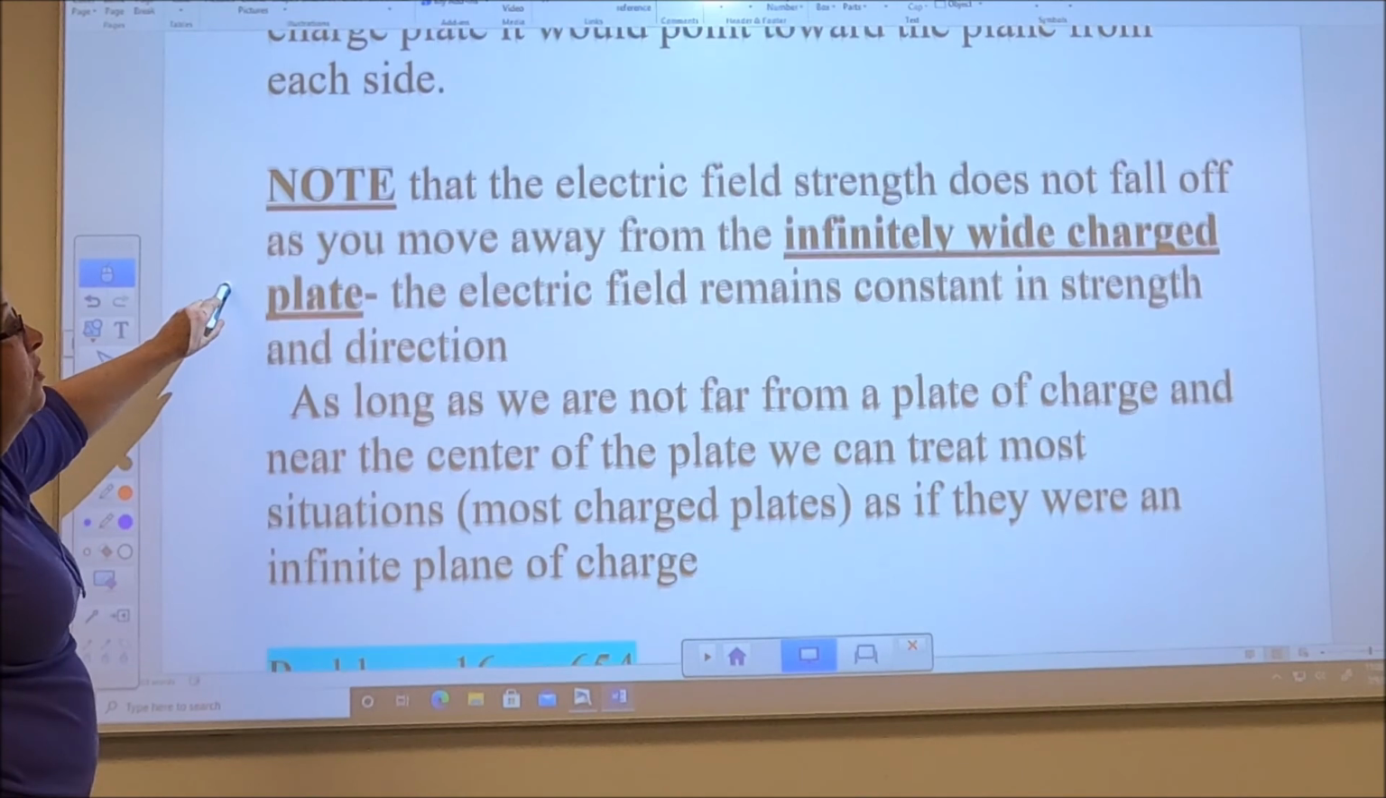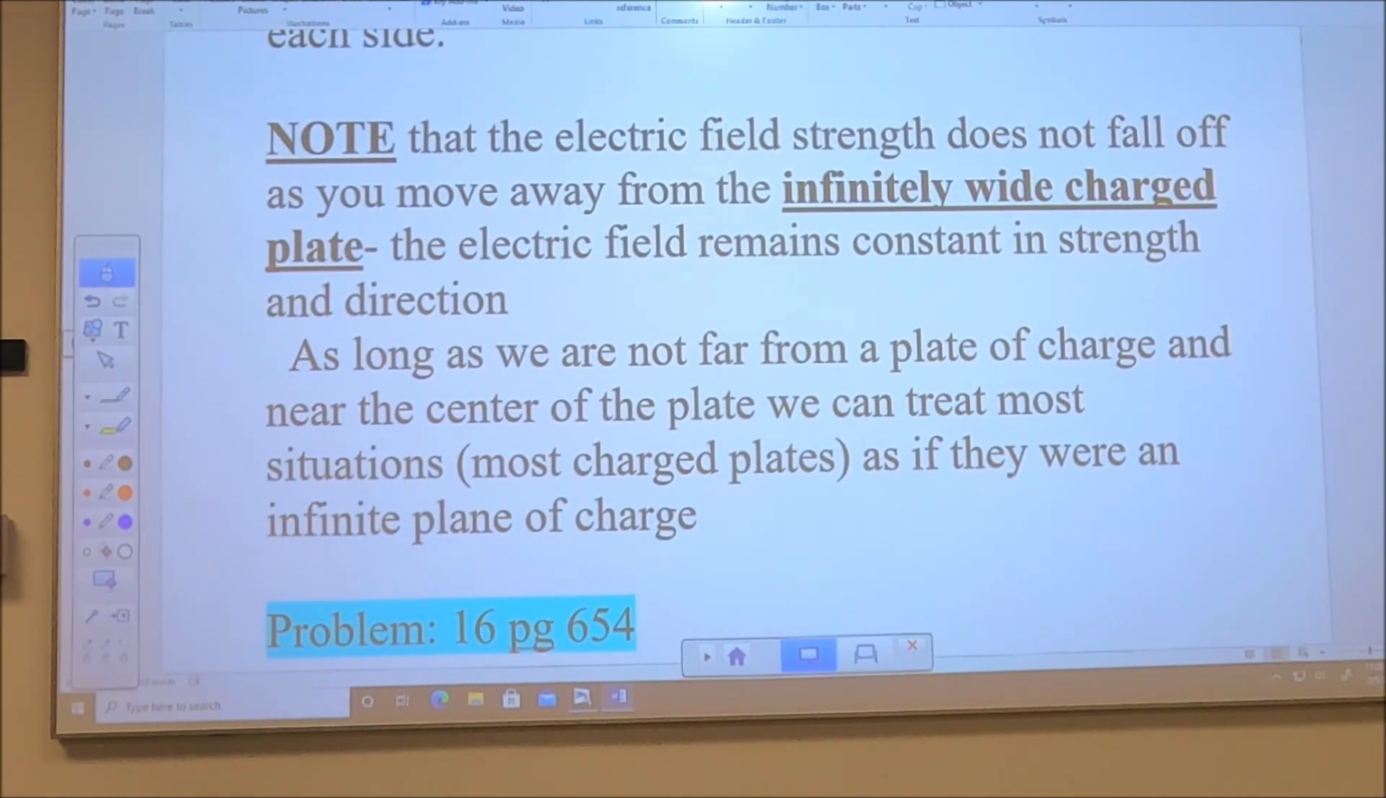Note the electric field strength for an infinite plane of charge does not drop off as you move outward from the plate. It remains constant, and the direction remains constant. And as long as we're not far away from a plate of charge and we're near the center of the plate, we can treat almost any plate of charge as if it were an infinite plane of charge.